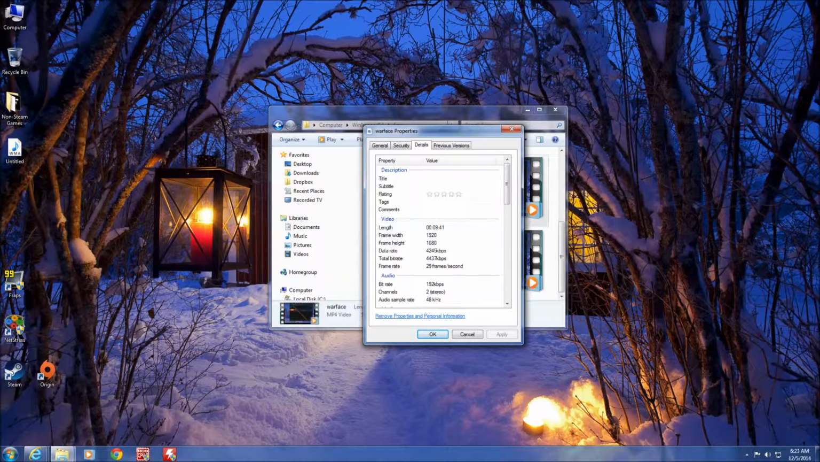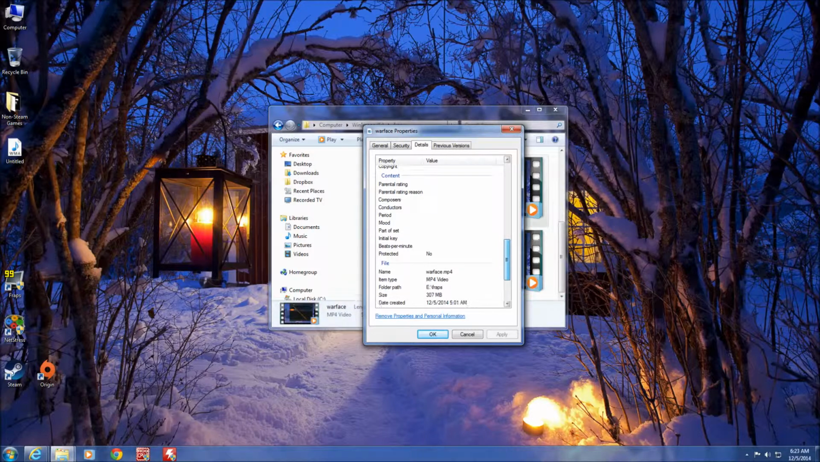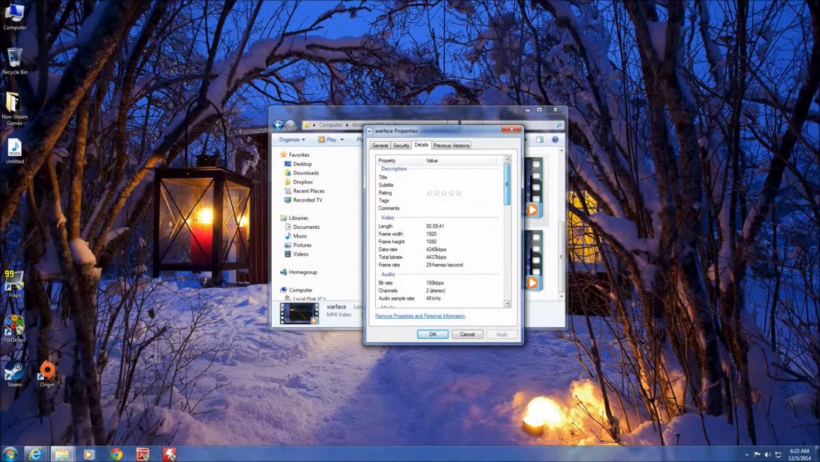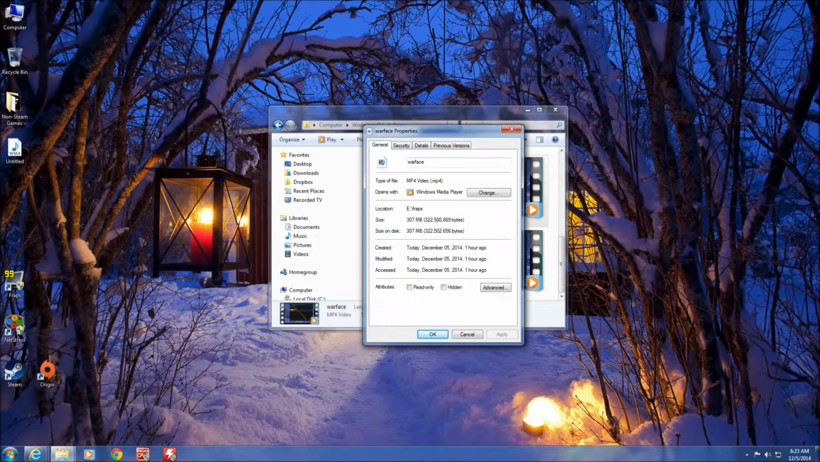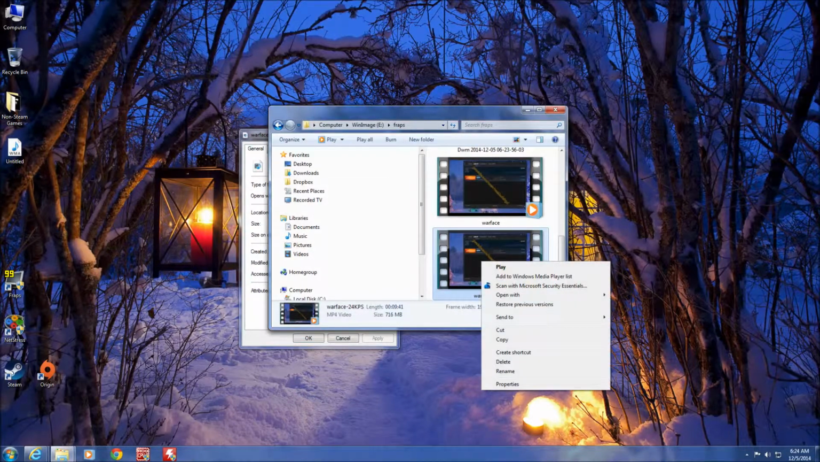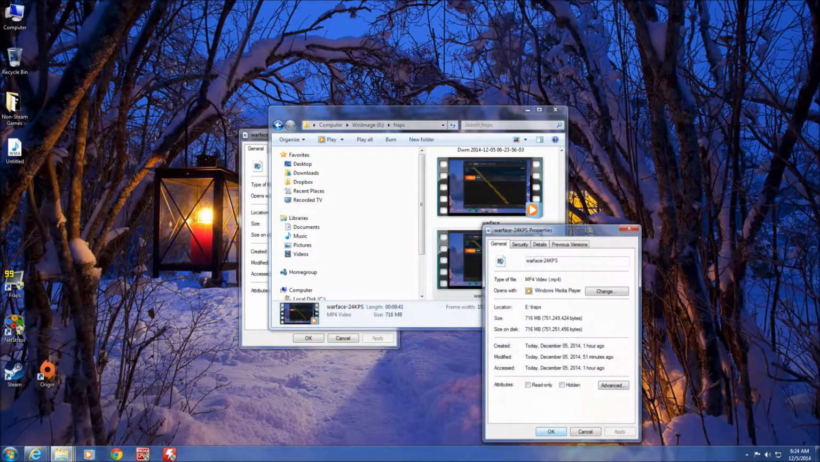Now, what you get from a lower bit rate, even with the same resolution, same frames per second, same length video, is you get a smaller video. And this video is, I think, about 300 meg in size. Yeah, 307 megabytes. Now, this other video was encoded at a higher bit rate when I saved it. So we'll look at its properties.